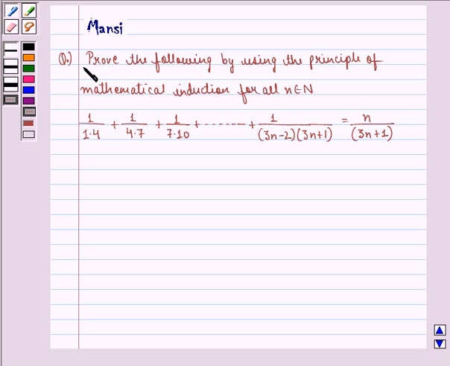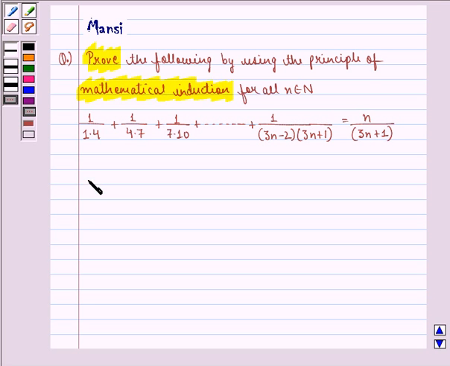The question says, prove the following by using the principle of mathematical induction for all n belonging to natural numbers. 1 divided by 1 into 4 plus 1 divided by 4 into 7 plus 1 divided by 7 into 10 up till 1 divided by 3n minus 2 into 3n plus 1 is equal to n divided by 3n plus 1. In this question, we need to prove by using the principle of mathematical induction.